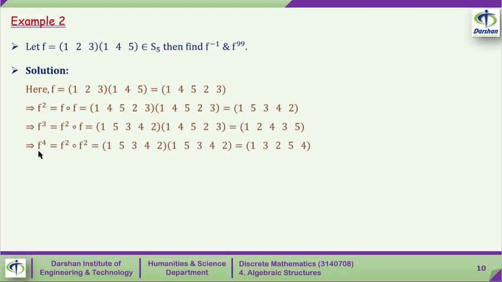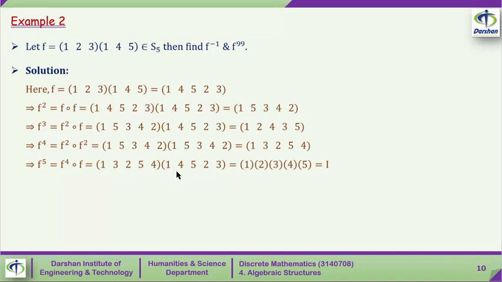Now we find f raised to 4, which is f square of f square. So this is f square (1, 5, 3, 4, 2) of (1, 5, 3, 4, 2). Then we get (1, 3, 2, 5, 4). Now f raised to 5, which is the same as f raised to 4 of f. So this is f raised to 4, (1, 3, 2, 5, 4), then f is (1, 4, 5, 2, 3).